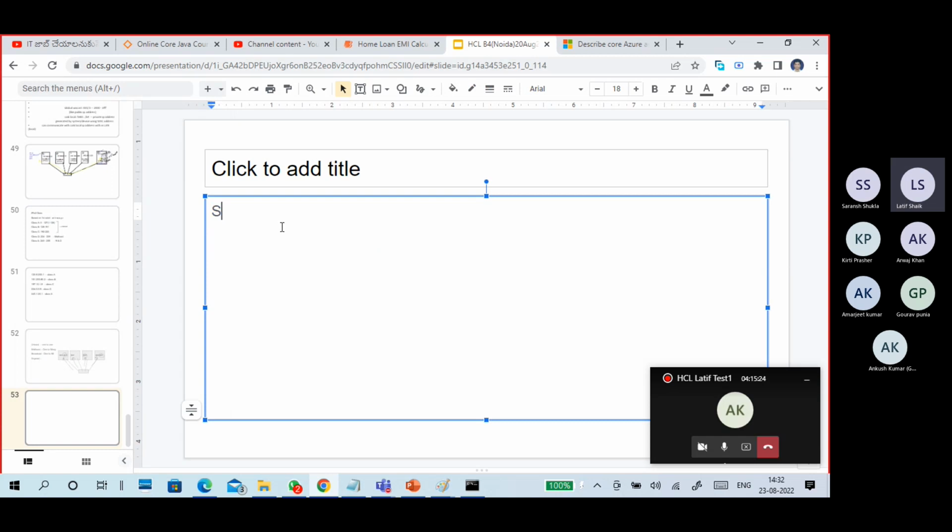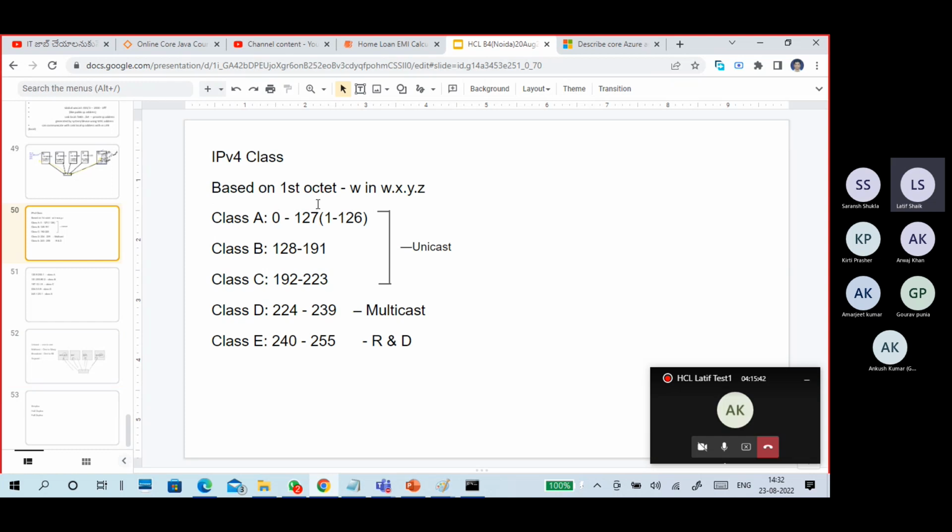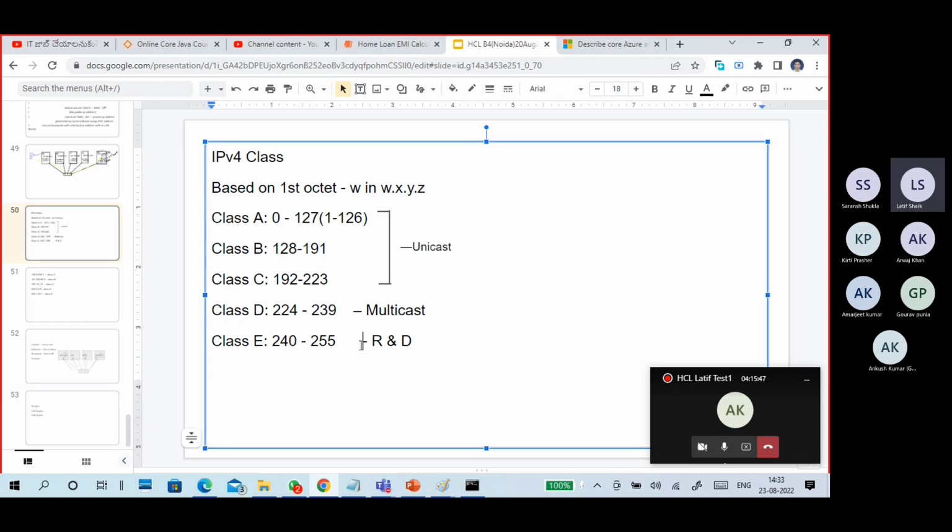Find out what is simplex and half duplex. Okay, find out that one. I told this one, right? So you have to do that. Guys, I have to close it because you are feeling angry. I'm feeling hungry, a lot of things also.